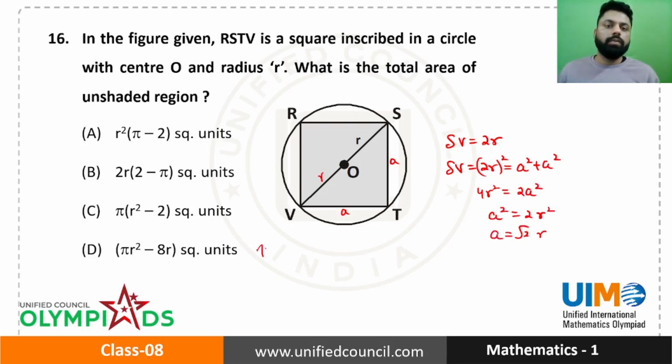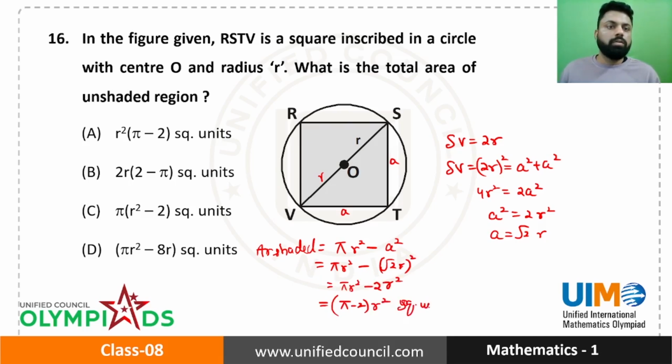Now area of shaded is area of circle, pi R square, minus A square. Pi R square minus root 2 R, whole square, pi R square minus 2R square. That means (pi minus 2) R square square units. A option is the correct answer.